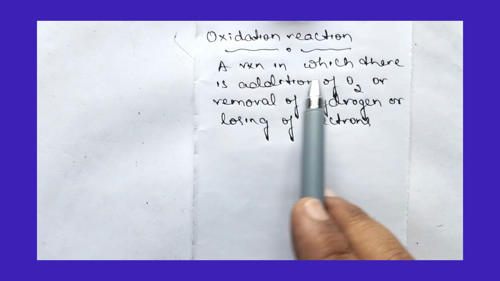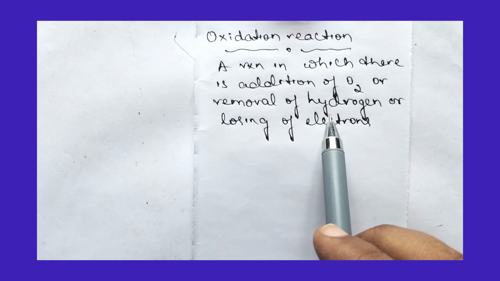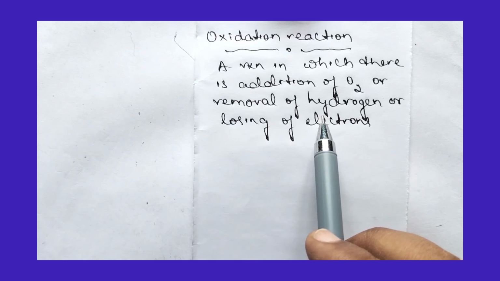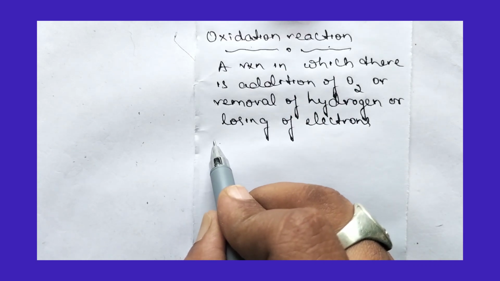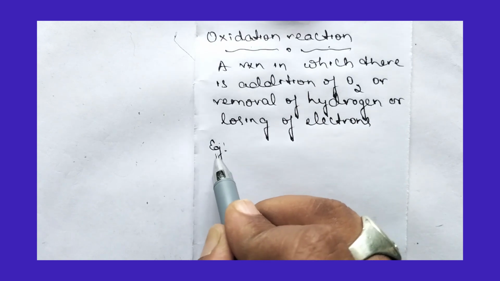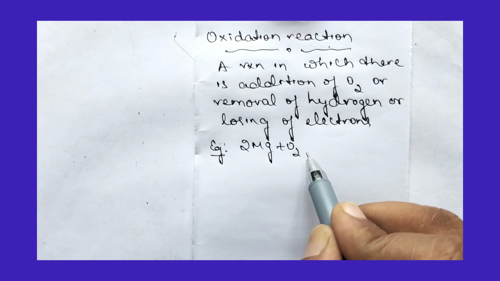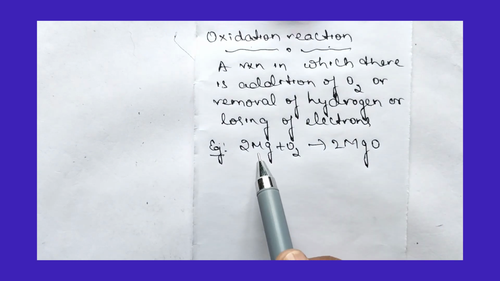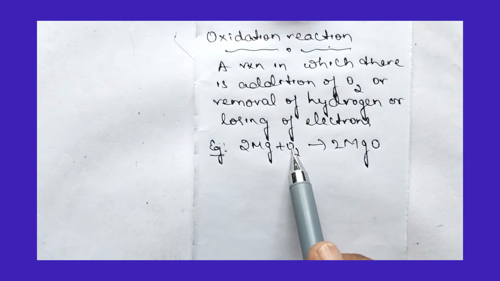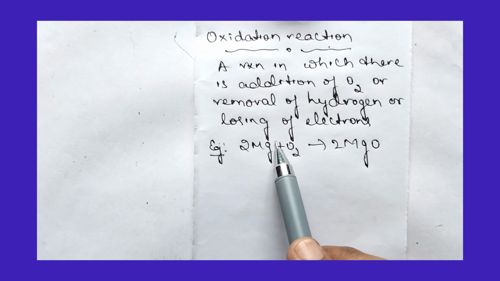A reaction in which there is either addition of oxygen or removal of hydrogen or losing of electrons, such a reaction is called oxidation reaction. Now let us take an example for oxidation reaction. So 2Mg plus O2 give rise to 2MgO. Now you observe here, magnesium gains oxygen. When magnesium gains oxygen, it will become magnesium oxide. That is, here there is addition of oxygen.